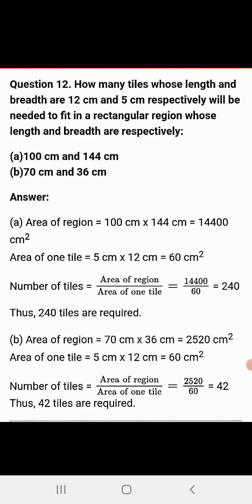Similarly, for question B, the length and breadth of the floor is 70 centimeters, 36 centimeters. We already know the area of one tile is 60 centimeters square. So we'll find the area of the new floor. That will be 70 into 36. You get 2520 centimeters square. Similar to question A, number of tiles will be equal to area of the whole region by area of one tile. So 2520 by 60, which gives you 42. So we can conclude we need 42 tiles for covering this new region. With this, we are ending our exercise 10.3.